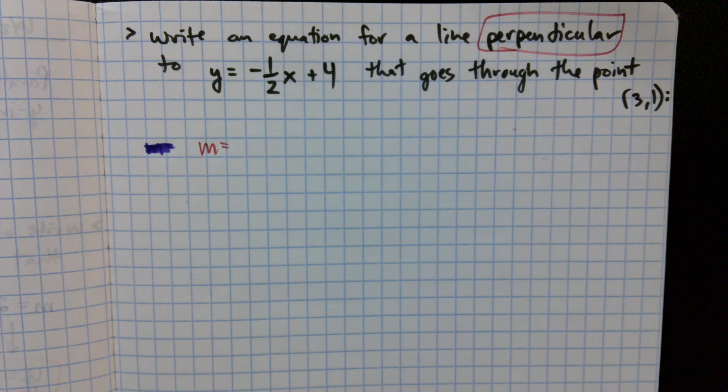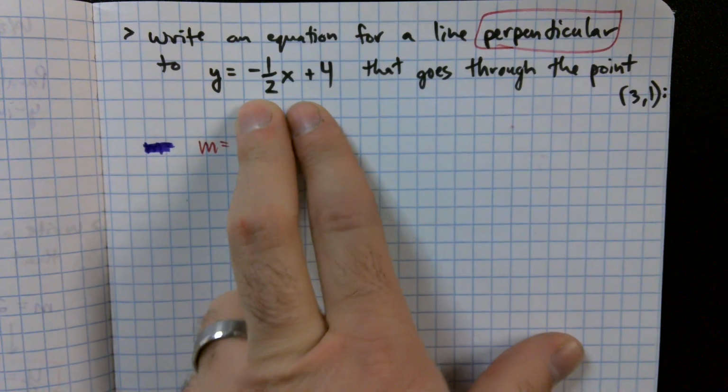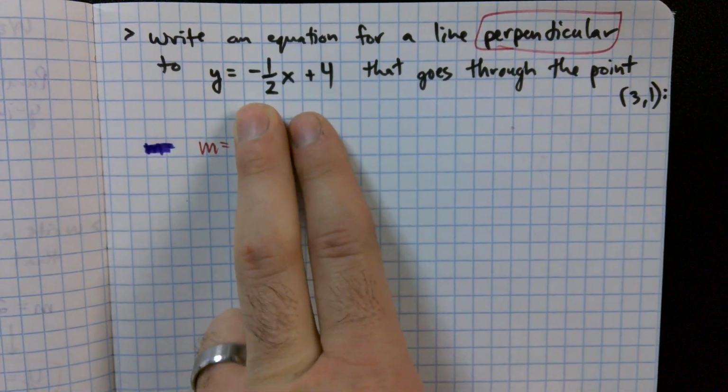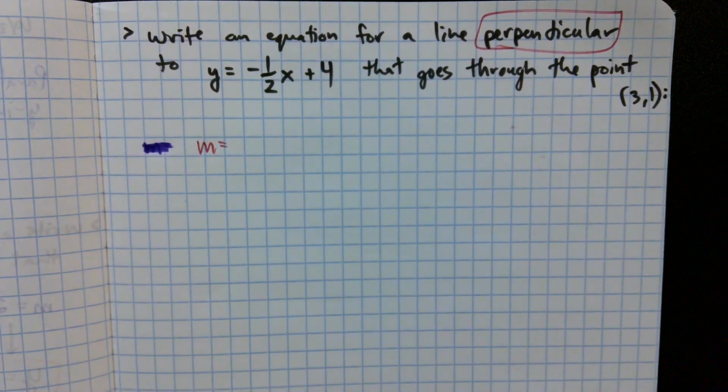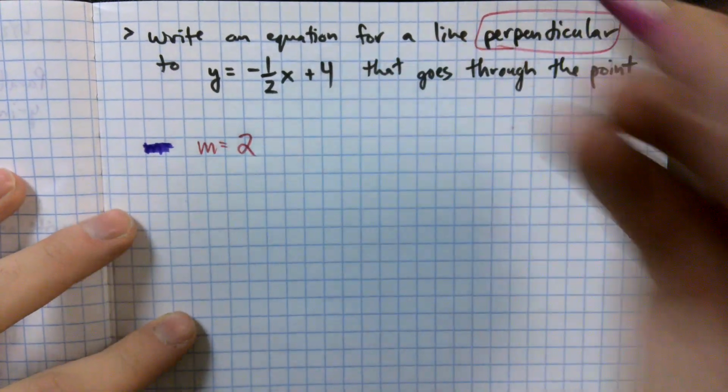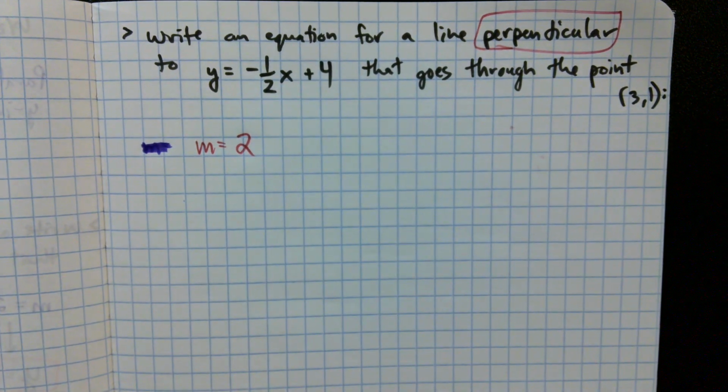Looks like most of us are done writing. So, what's my slope for the current line I'm dealing with? -1/2. What would my perpendicular slope to that be? +2. Thank you, Colby. +2. First thing we want to do, figure out the slope. Now what do we need to figure out? The b, the y-intercept.